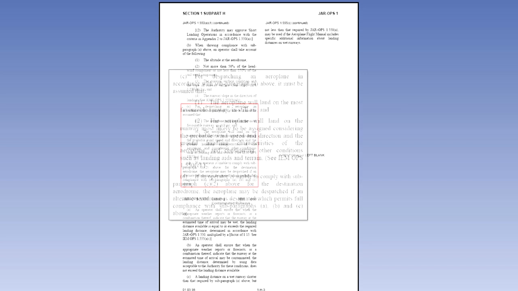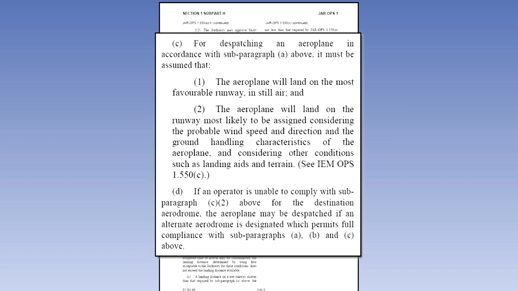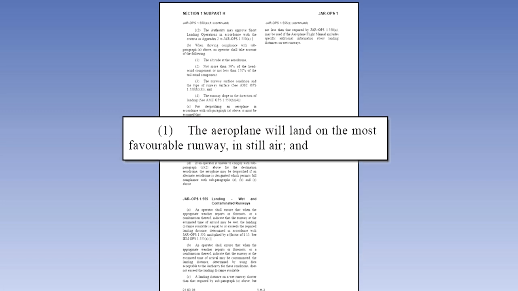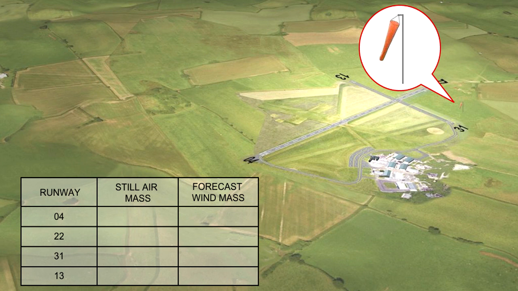These dispatch regulations may sound a little complicated, so let's examine them further. The first assumption is that the aeroplane will land on the most favourable runway in still air or zero wind. This means that assuming zero wind at the destination airfield, the runway which would accommodate the largest possible landing mass would be selected, since that is the most favourable runway.